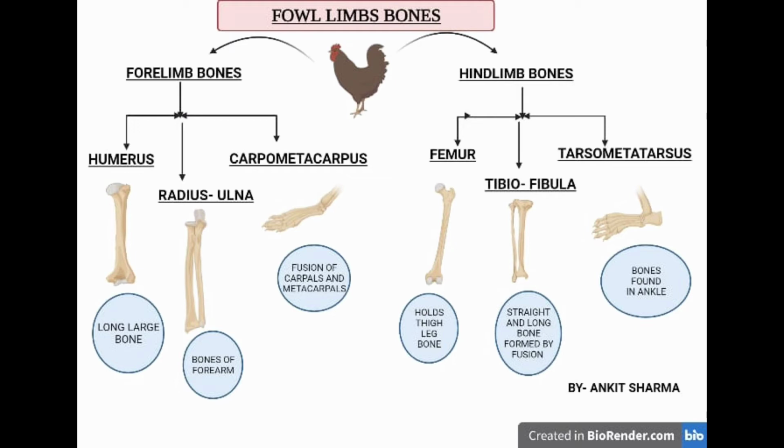Now we talk about the carpometacarpus. It is the bone of the manus or palm. It is a compound bone formed by the fusion of three metacarpals with the distal row of carpals.